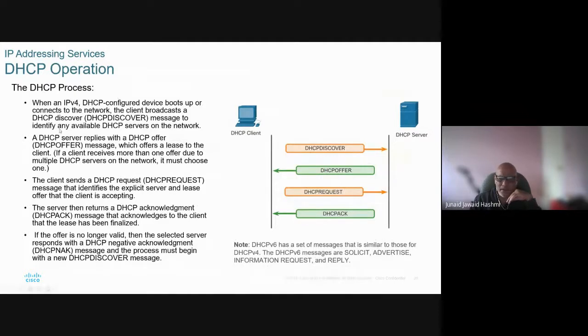We don't have to go into the detail. This is the DHCP process, I explained it. The client sends a DHCP discover message to look for the DHCP server. Then the DHCP server offers a lease. Then the client requests this lease. And then the DHCP server finally sends the IP address to the client.